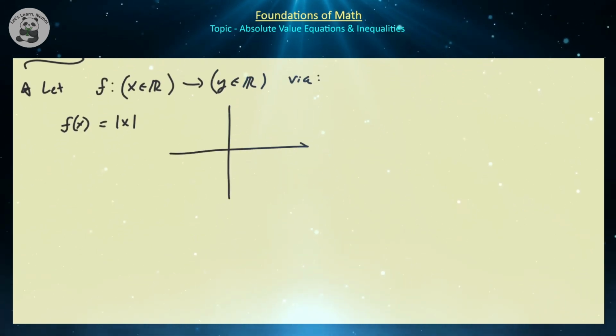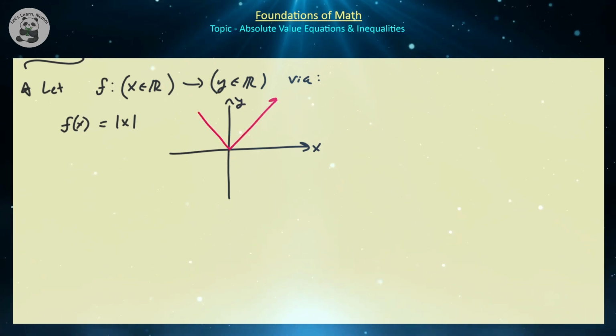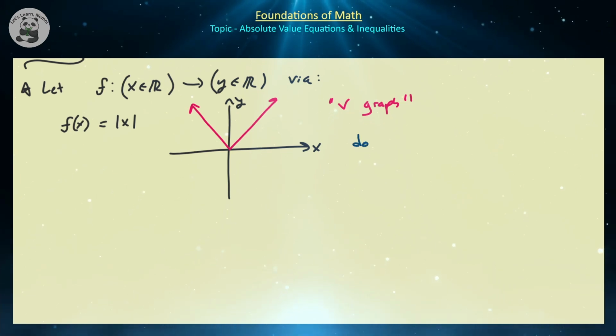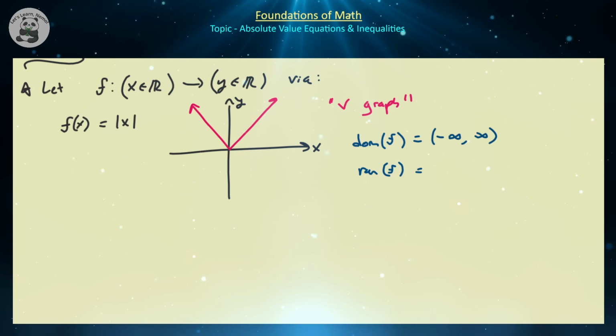Well, you probably already do know what this looks like. This should look like a V, right? So this is a V graph, as some people will talk about it. And obviously, the domain for this particular relation is going to be the set of all real numbers, or minus infinity to infinity, and the range for this particular relation is 0 to infinity, because, keep in mind, the absolute value of a number is always non-negative, in particular for all real values x.